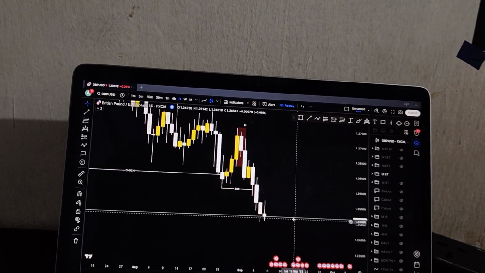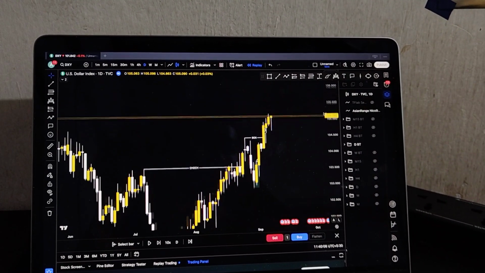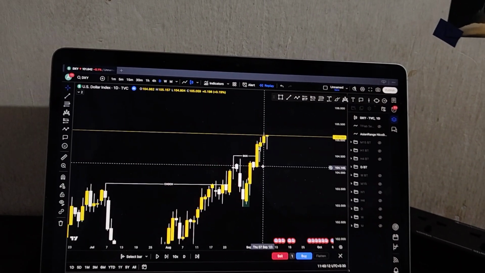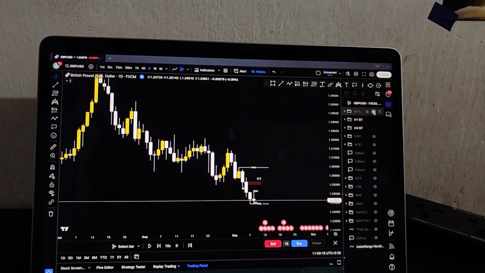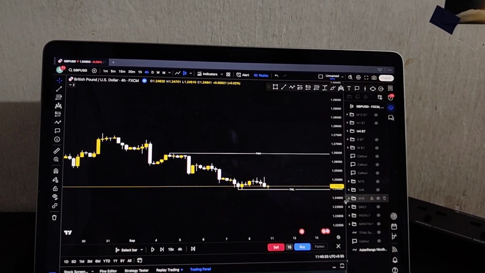So now we go to DXY to compare the bias. On DXY we can see a bullish pin bar, so clearly it's aligning with our bias. So now what we will do, we will look for sells in GBP USD. Now let me show you the 4-hourly time frame.